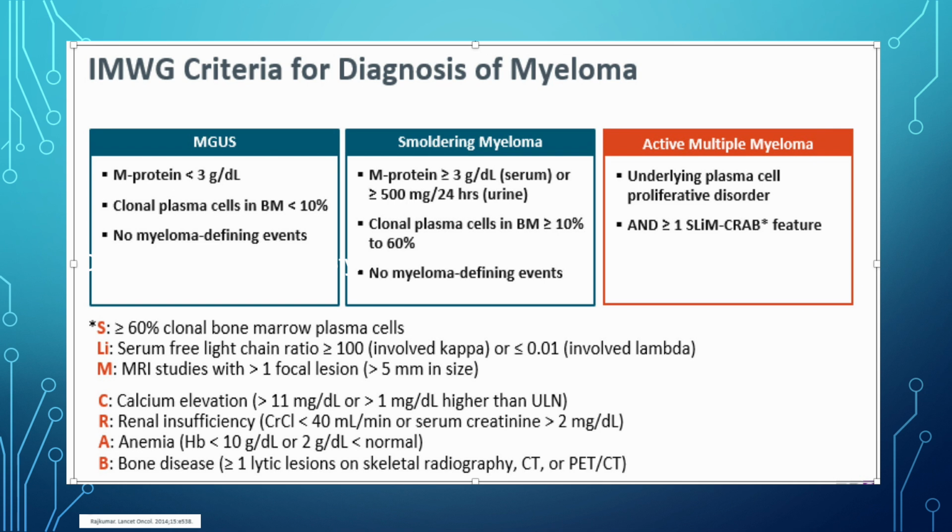But when it's active multiple myeloma, it's actually highlighted in a red color, because this is something that we need to look over more. Not that you're not going to be pondering over MGUS or smoldering myeloma, but still, it's going to have more than 60% of the clonal plasma cells in the bone marrow, along with the SLiM CRAB criteria, which you can read on the slide, and I've mentioned it earlier as well in detail. So that is the criteria, how to distinguish between MGUS, smoldering myeloma, and active multiple myeloma.